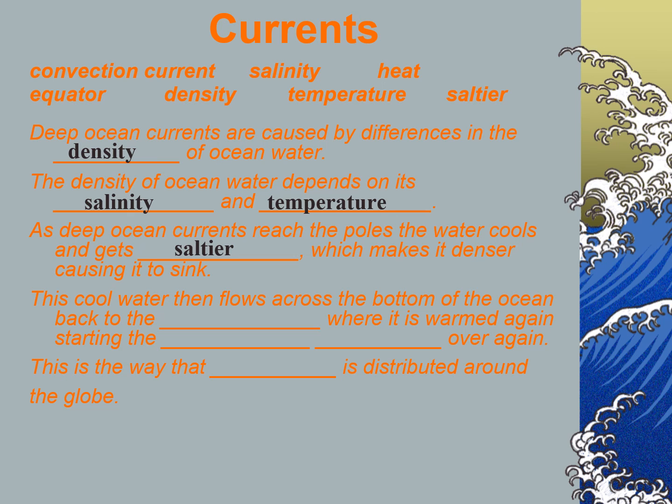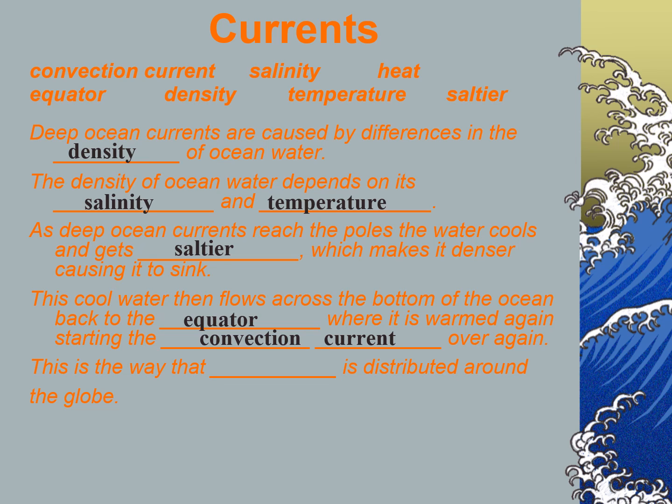The cool water then flows from the bottom of the ocean back to the blank where it is warmed again. Well, where could I warm water? Well, the best place to warm water would be somewhere that gets a lot of sun. And I know that a lot of sun directly hits my equator, because that's my 0 latitude. Once it's warmed, it starts what all over again? Well, let's look at these. It doesn't really start the heat or the density again, but convection currents, I know that are always moving. It's circulating. So it must be starting my convection current all over again.